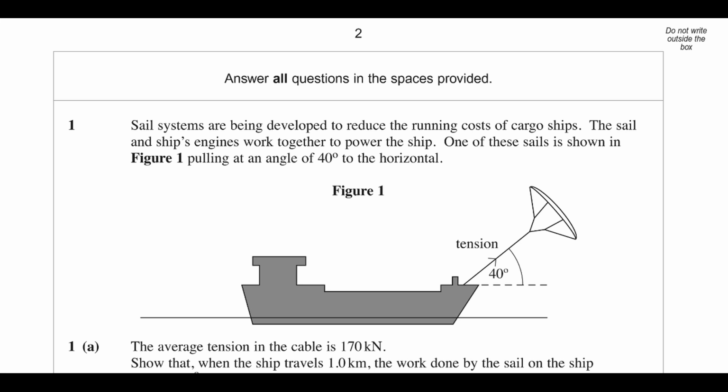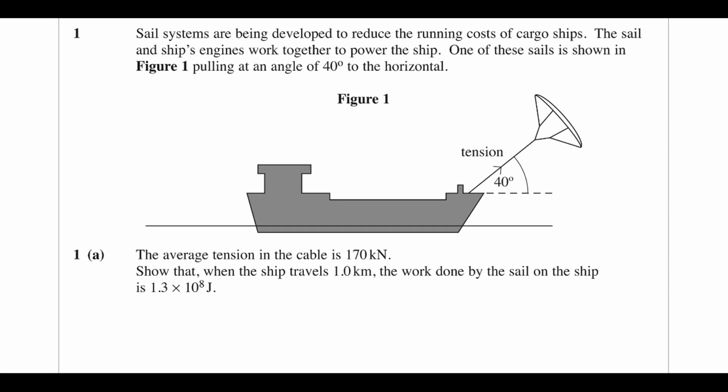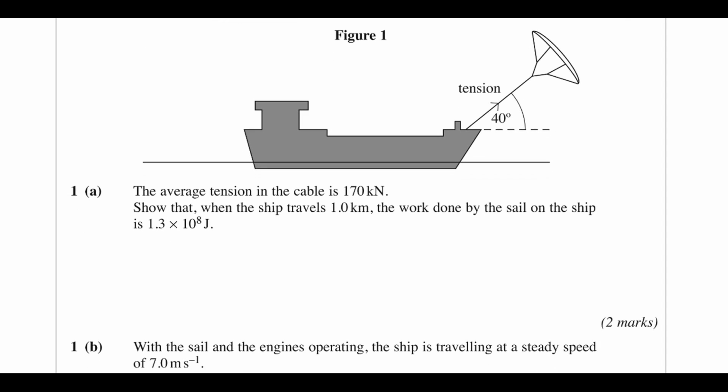Alright, so in this video I'm going to go through the January 2012 Unit 2 paper, so looking at mechanics, materials and waves. So let's start off with some mechanics. So we've got a ship and we're trying to use a sail as a way of reducing running costs to provide some of the force or energy, if you like. So we've got a sail and it's at 40 degrees to the horizontal.